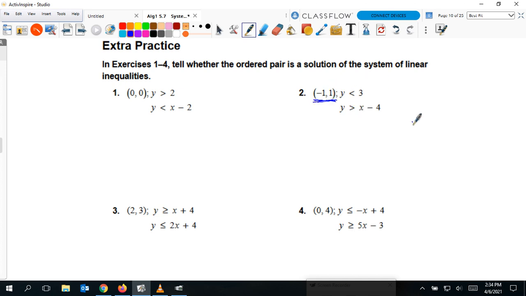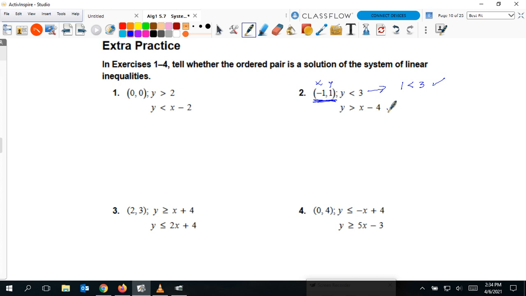-1 for x. Remember, this is our x and this is our y. So we're going to plug in. On this one, it's just got a y, so it's going to be 1. So I'll do this one over here. So 1 is our y, and it's less than 3. Is 1 less than 3? So far, yes, that is correct. Checks out. So far, it works for the first one.